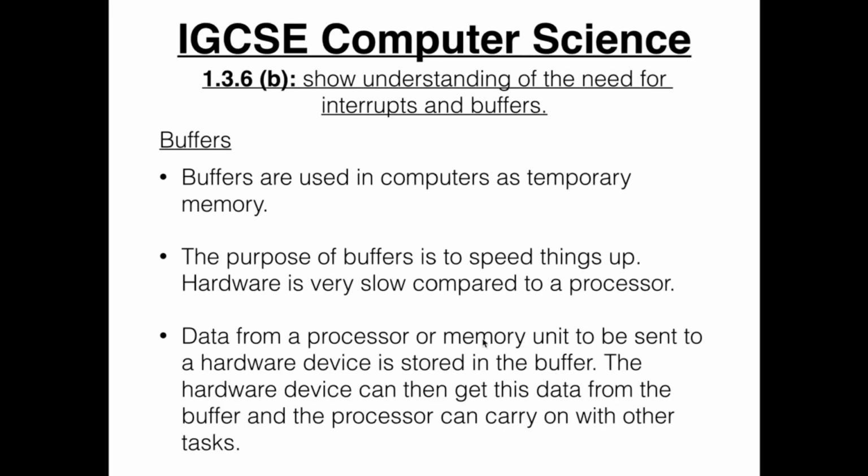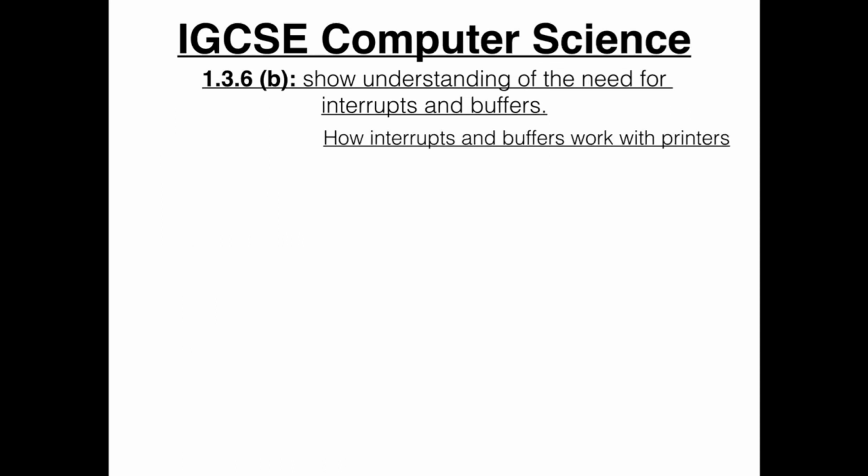Data from a processor or memory unit to be sent to a hardware device is stored in the buffer. And the hardware device can get this data, pretty much what I just said. So let's see how interrupts and buffers work with printers. Now, this is a bit weird because the title is a bit weird, but you're going to see why I put it there. The flowchart that I used here is really weird.